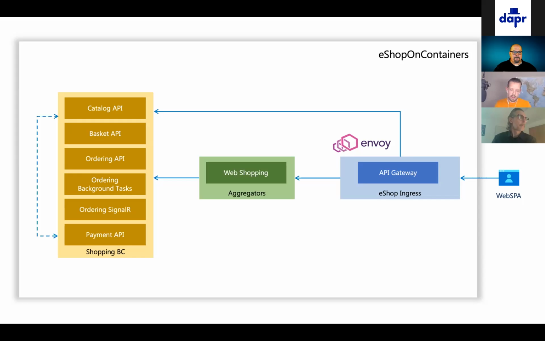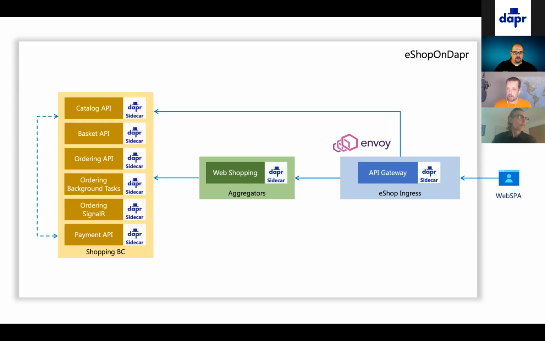So the first thing we did to Dapperize eShop is to just add a bunch of sidecars to these services. And as you can see here, we are adding them to all the .NET services, which is all the backend services as well as the aggregate servers. But we've also added a sidecar to the Envoy proxy so that we can also use Dapr service invocation from the API gateway to the other services. So let me show you how this works and prove to you that it actually works.